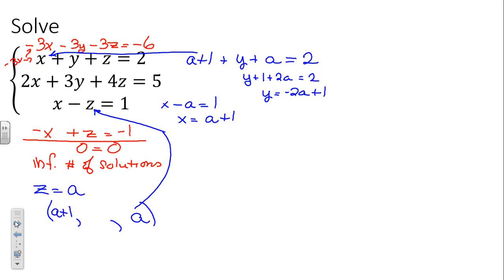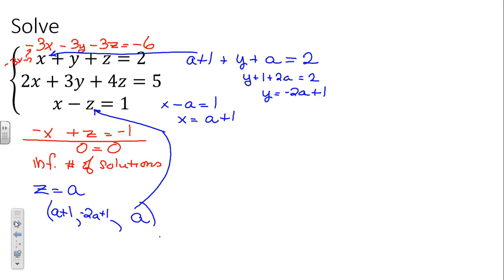So whatever number I choose to put in for a, if z is a, then x is 1 bigger, and y is going to be negative 2 times that number plus 1. So there's lots of points that will satisfy this equation, or this system of equations.